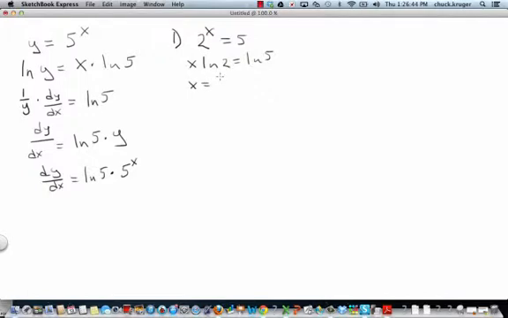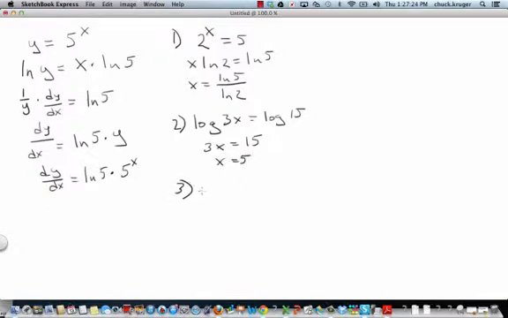So x is equal to the natural log of 5 divided by the natural log of 2, and I'll let you use your calculator to come up with a decimal equivalent for that. The next one is a log, which means it's base 10. The log of 3x equals the log of 15, and since these logs are the same base, I can say that 3x is equal to 15, which means x equals 5.